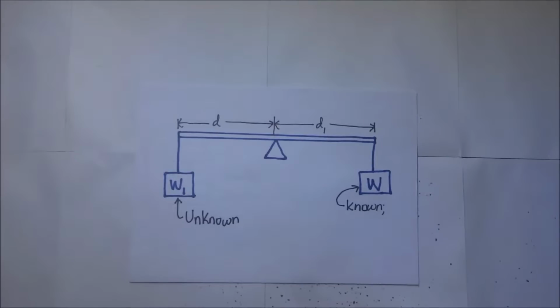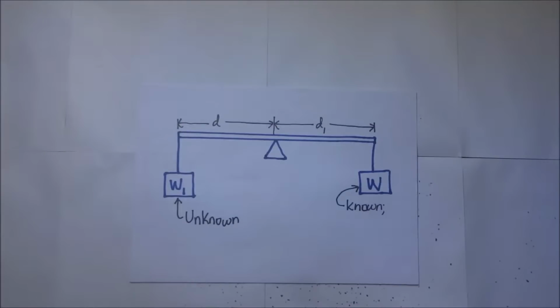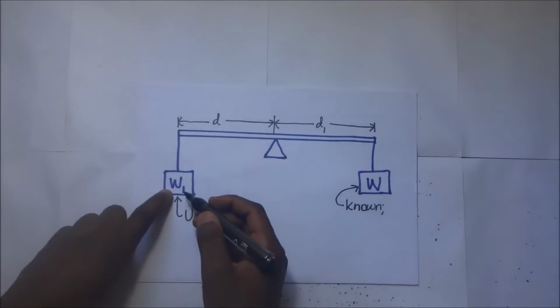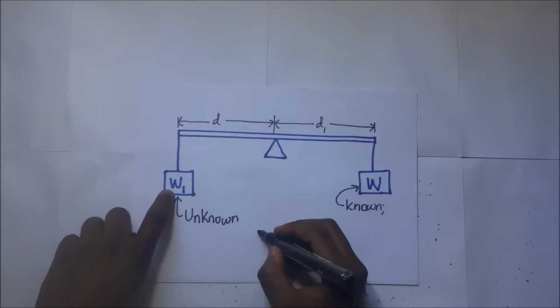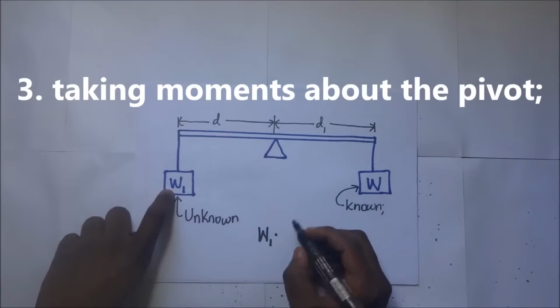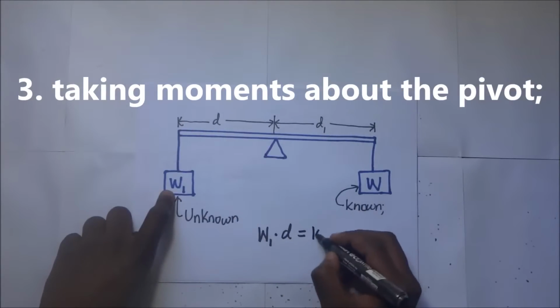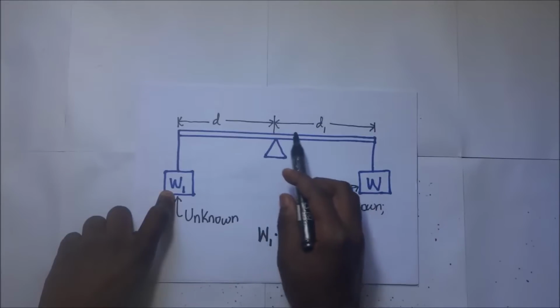Now, I assume by the time you're watching this video that you are well conversant with the principle of moments. Of course, the principle of moments is that clockwise moments are equal to anti-clockwise moments. So we are going to take moments about that pivot, and so W1 times the distance D is going to be equal to W multiplied by the distance D1.